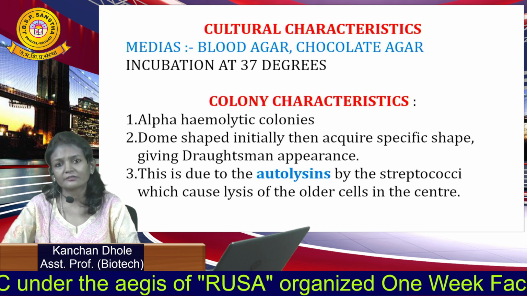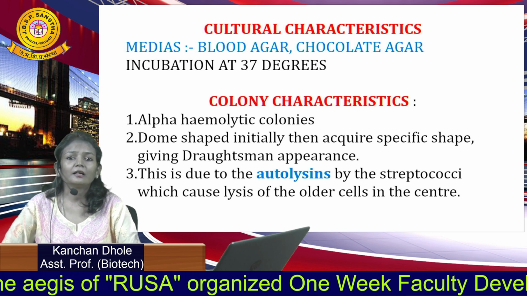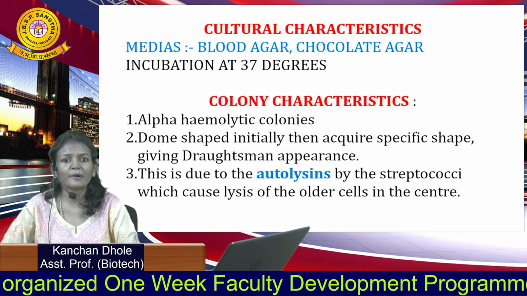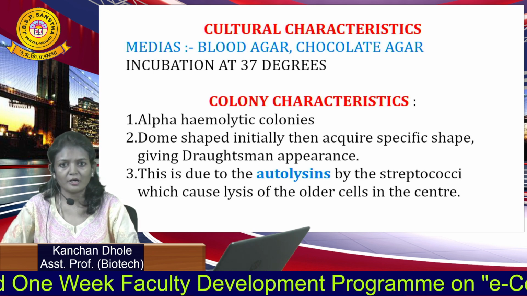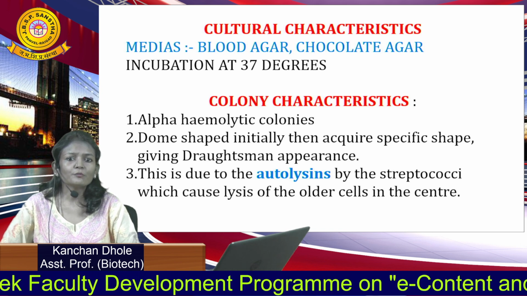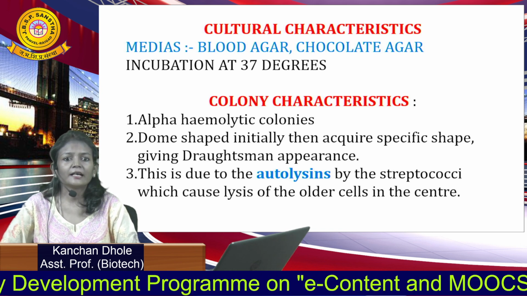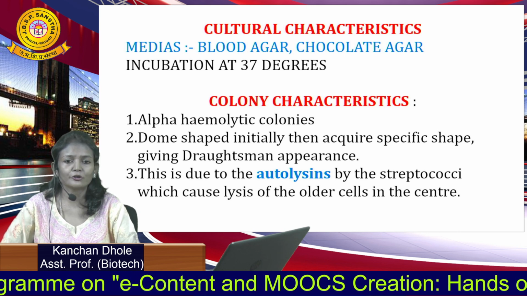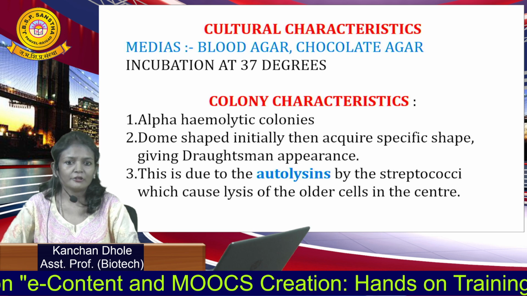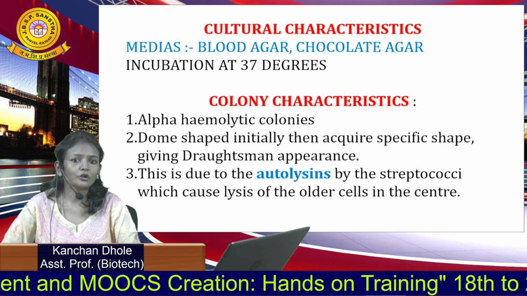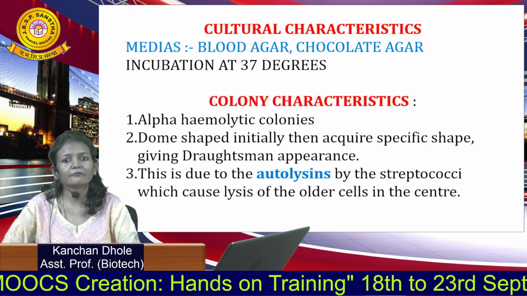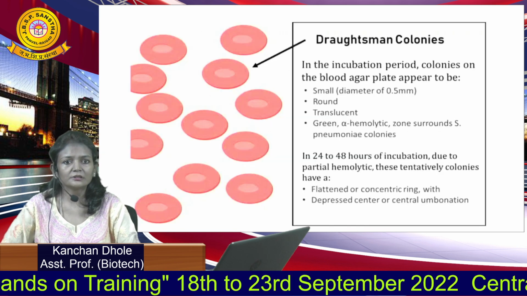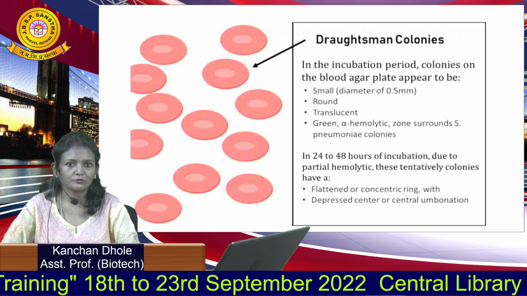As we discussed earlier, these are alpha hemolytic colonies, that is, partial hemolysis of the RBCs will be found. They are dome shaped initially, and then they acquire a specific shape that gives the Draughtsman appearance. What do you mean by Draughtsman appearance? We'll see this. It is due to the autolysins of the streptococci, which cause lysis of the older cells in the center. So these are the Draughtsman colonies.